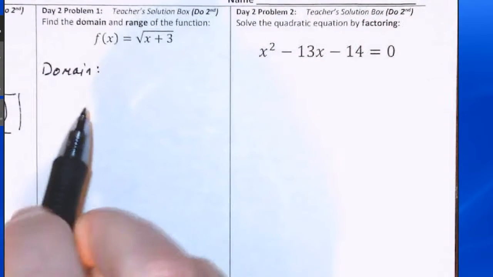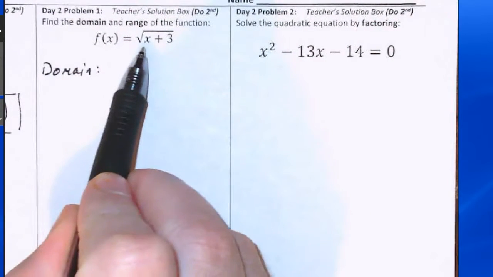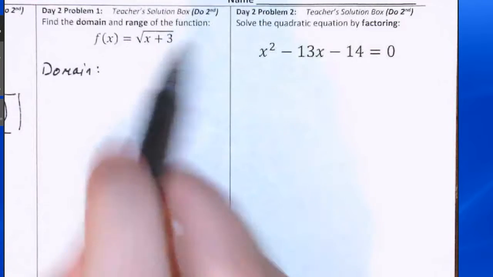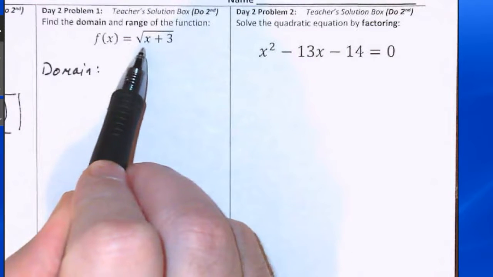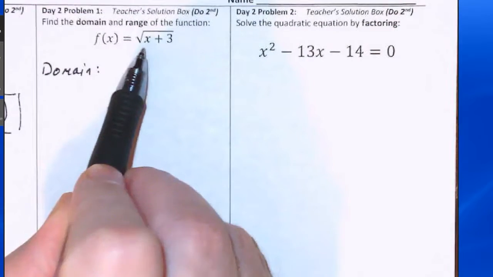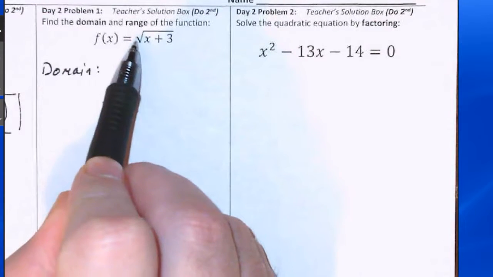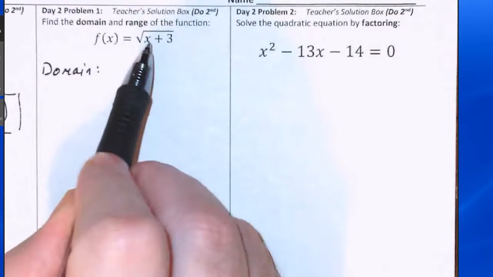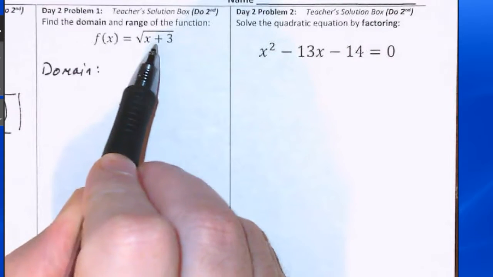The domain is going to describe all numbers that could be substituted for x in this function. Often you can use all real numbers, but sometimes there are restricted values. This function includes a square root symbol. You're not allowed to take the square root of a negative number.